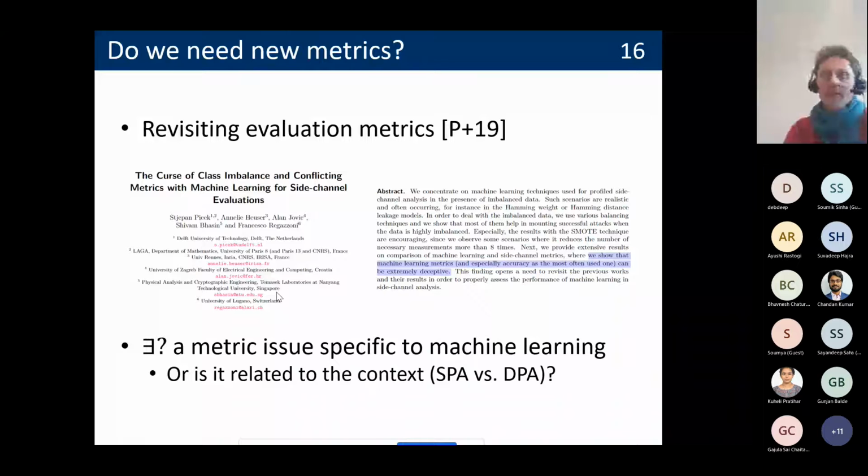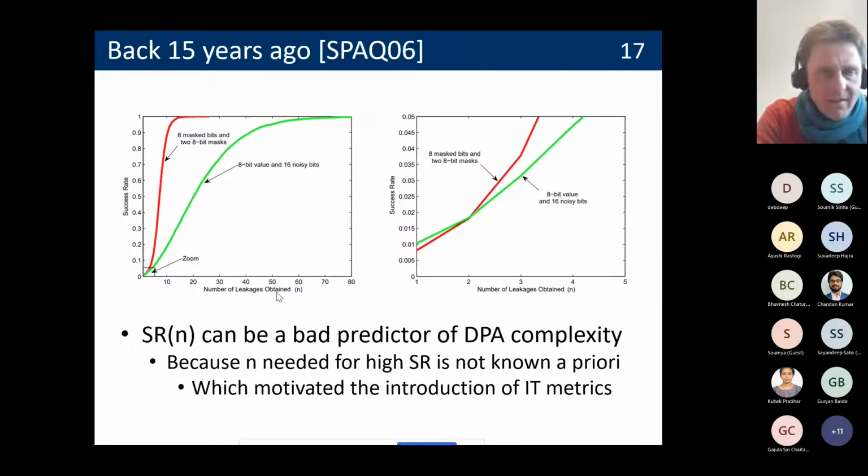And the question is, of course, whether it is a metric issue that is raised by statistical learning or machine learning, or something that we could already observe previously, in which case it would rather be related to the context, right? Whether it's SPA or DPA. To answer that, I think it's nice to look back at a result that we had 15 years ago, where we were exactly trying to discuss these metric issues. We figured out the same thing. It was not accuracy, it was the success rate, but I would say success rate is as close as can be to accuracy, especially if you take n equal to 1.